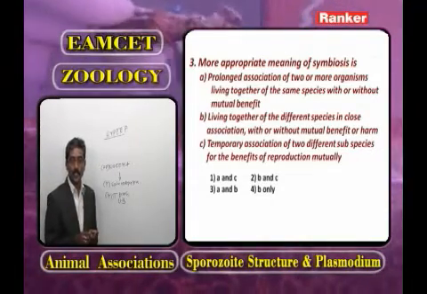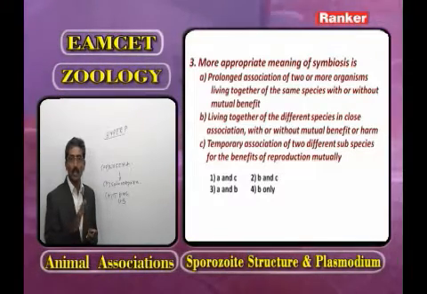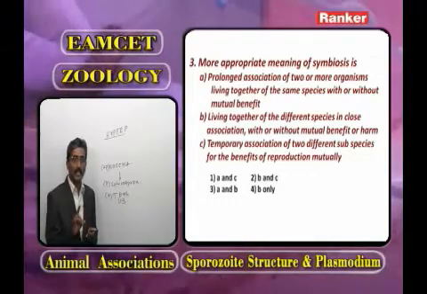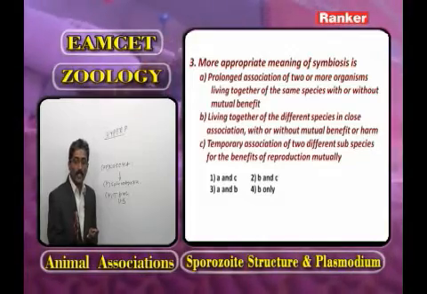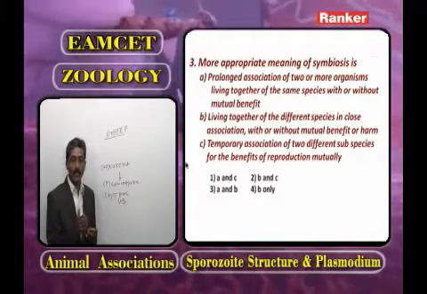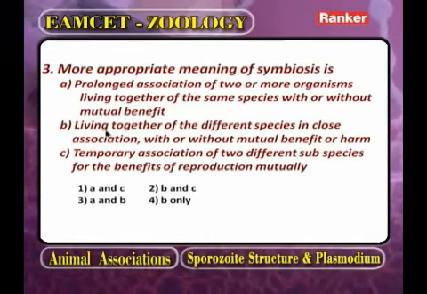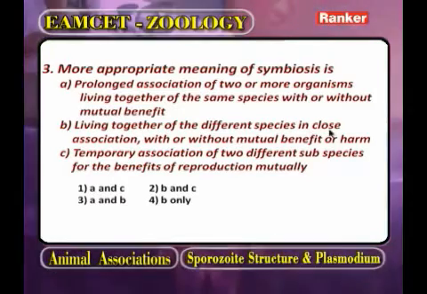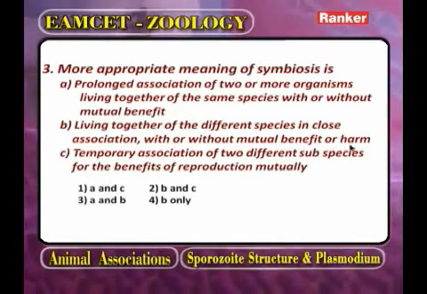But here, what is the first statement? Symbiosis is a prolonged association of two or more organisms living together of the same species. While explaining associations, we should not consider the same species. So the first statement is not correct. Now we go for the second one. What is meant by symbiosis? Symbiosis means organisms living together of different species in close association with or without mutual benefit or harm.